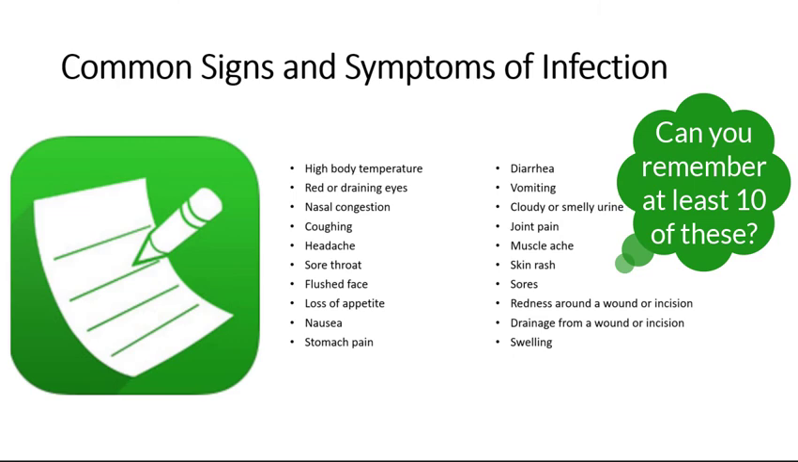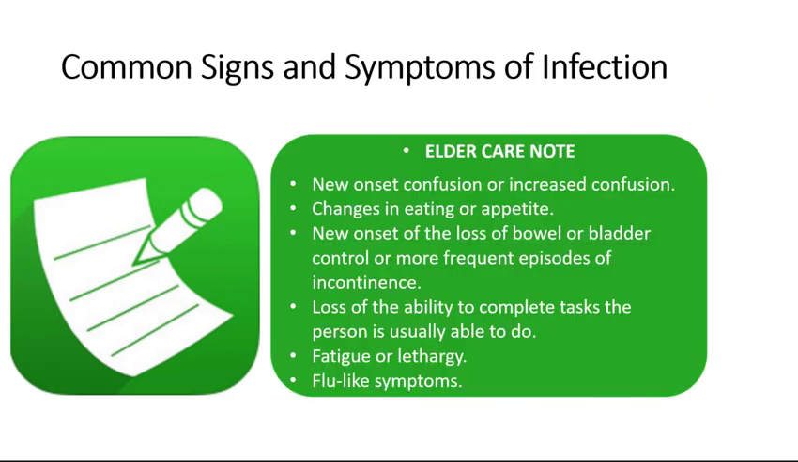But remember that not all people with infections will show common signs and symptoms. So that's why it's important to practice infection control with every person in your care, even when you do not observe any signs and symptoms of infection. In older adults, fever may not be present even if an infection is present, because many older adults have other chronic conditions. They're taking medications, or they have changes in their immune system that can interfere with the body's ability to produce fever. So be alert for some of these other possible signs and symptoms in older adults.